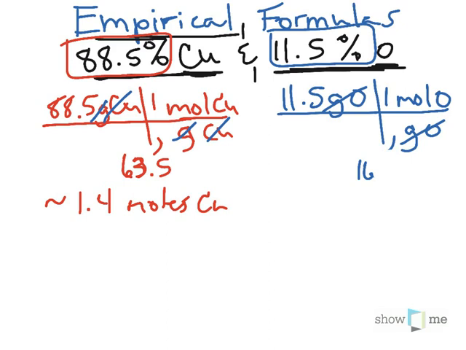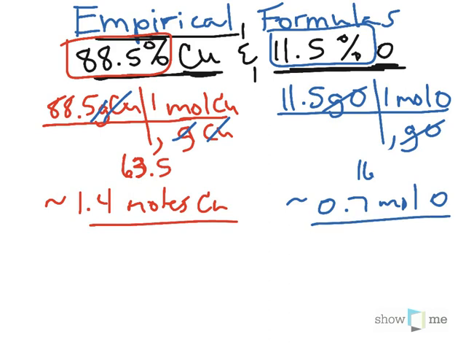Okay. And what I'm doing here is this little chart that I'm drawing is just a conversion. That's all it is. It's a little conversion table. It's kind of like what you do in what's called stoichiometry. And all I basically did was take 88.5 divided by 63.5. Here it's 11.5 divided by 16. And I'm going to end up with about 0.7 moles of oxygen. So in my theoretical 100 gram sample, I got 1.4 moles of copper right here and 0.7 moles of oxygen.